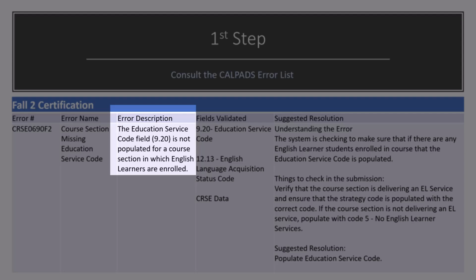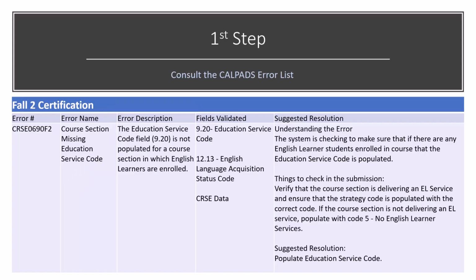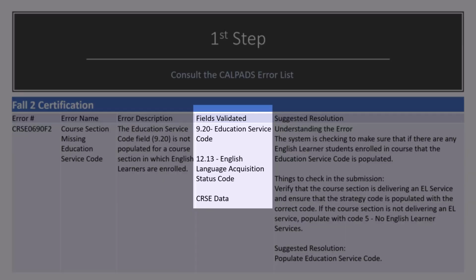error. The error description says the education service code field is not populated for a course section for which English learners are enrolled. So that is the nature of the error. That is why the error is triggering. We have English learners enrolled in the course section, and that course section record does not have the education service code field populated.